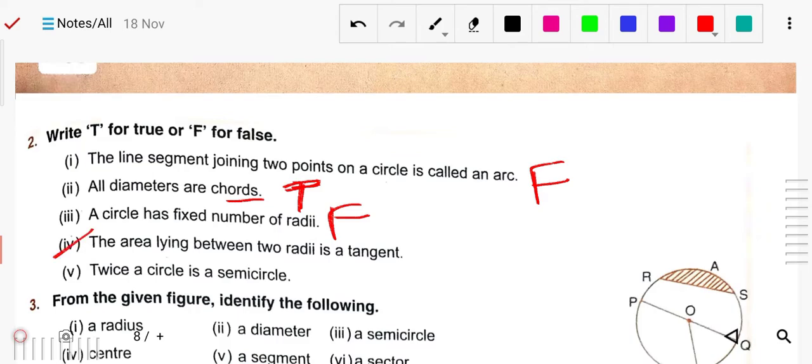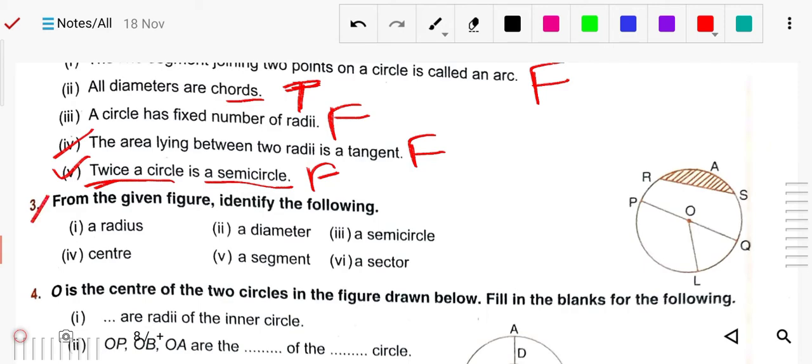Now number 4, the area lying between two radii is called a tangent. No, it is false, because that is called the sector. Okay, now next, twice a circle is a semicircle. No, false, because a semicircle is half of a circle, so it is false.